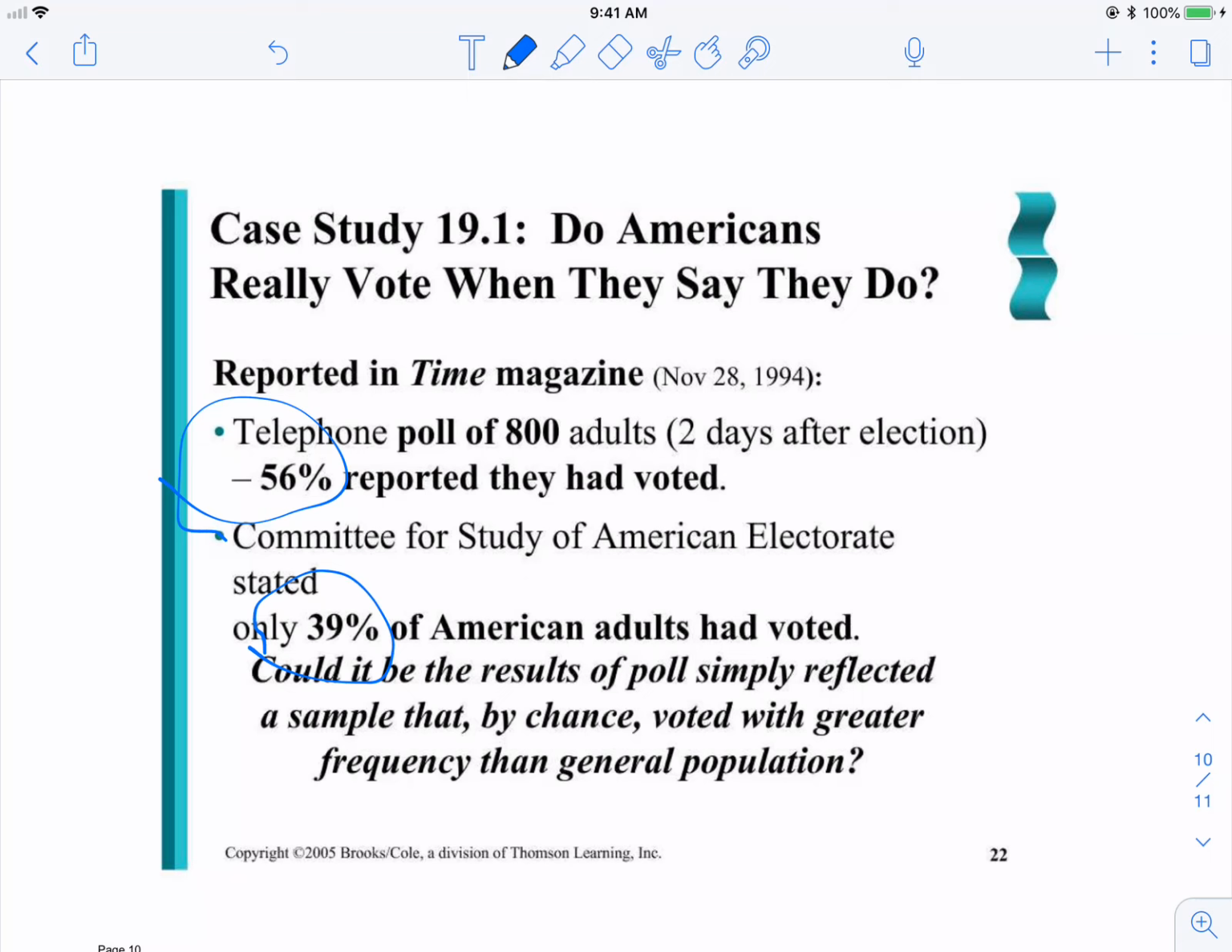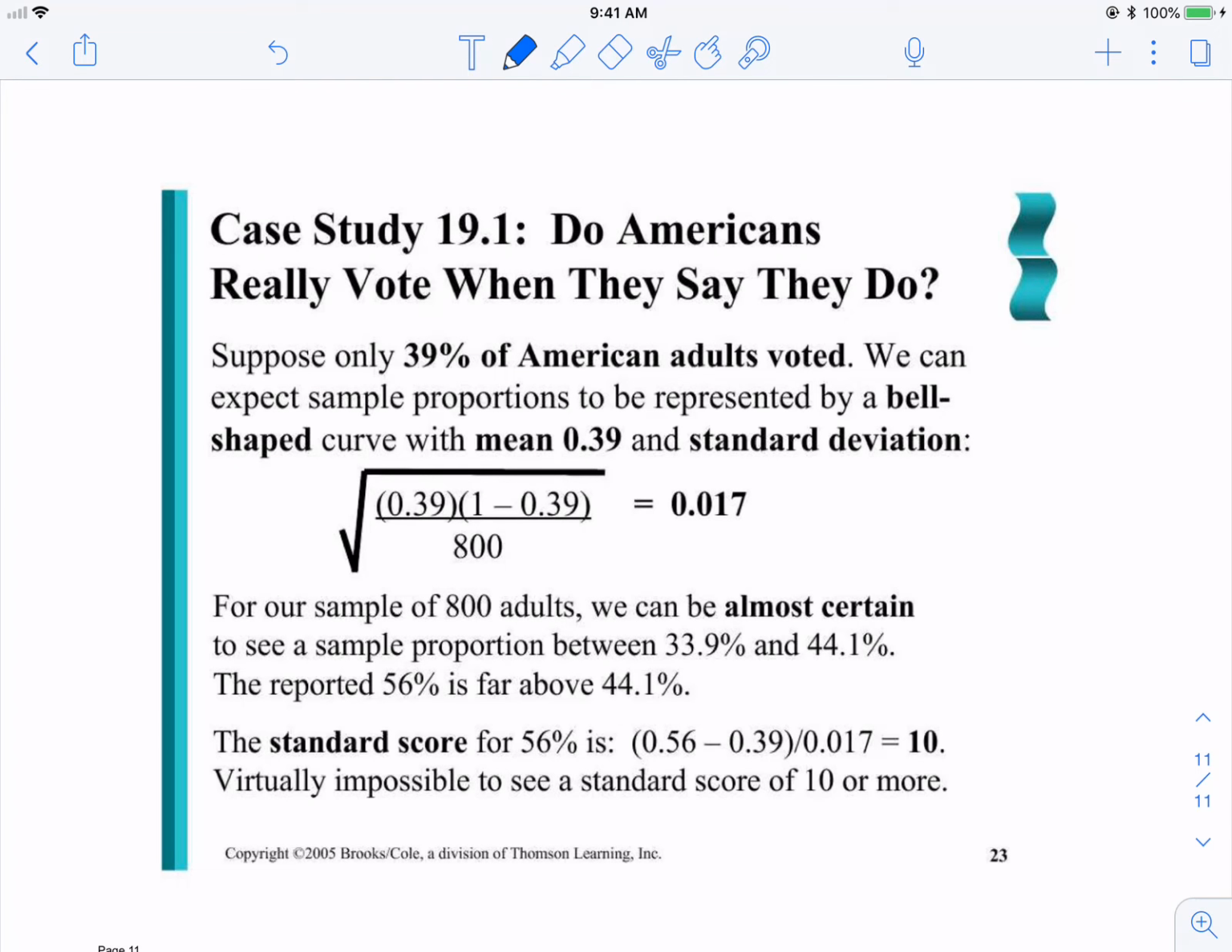Now, could that discrepancy just be the result of random chance, natural variation? You expect this, no big deal. Or are those numbers so far apart that it seems pretty suspicious that there would be that discrepancy? Well, what we can do is go back and use our equations for proportions. So let's accept that 39% of American adults voting is the true population value.